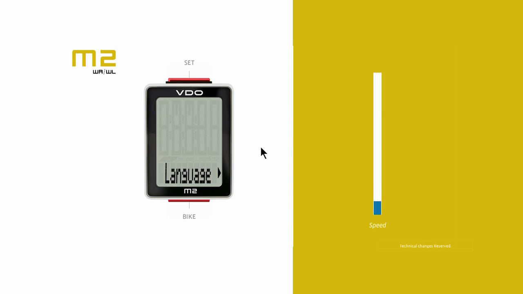The unit can next be set. The speed can be displayed in either km/h or mph. The distance traveled is correspondingly measured in kilometers or miles. The desired unit can be selected in the computer settings.